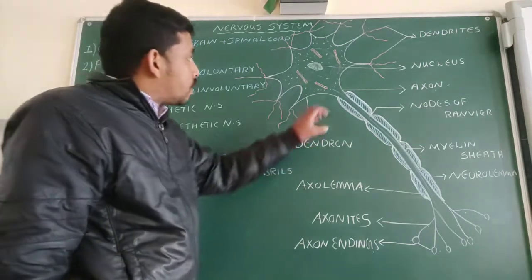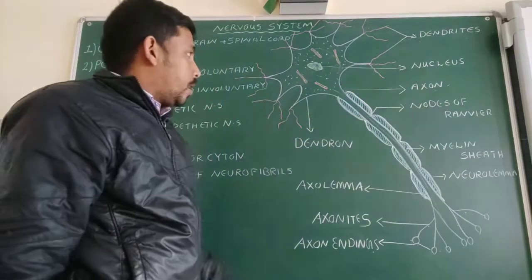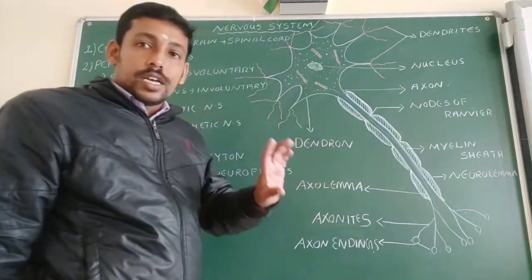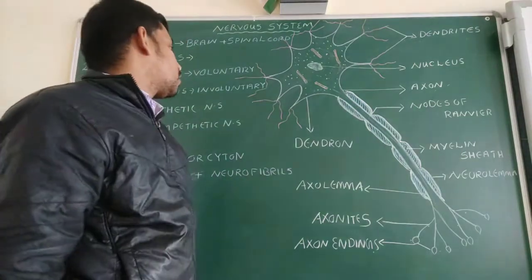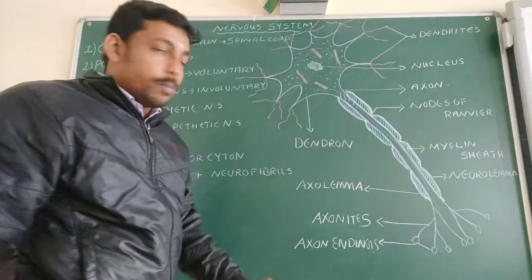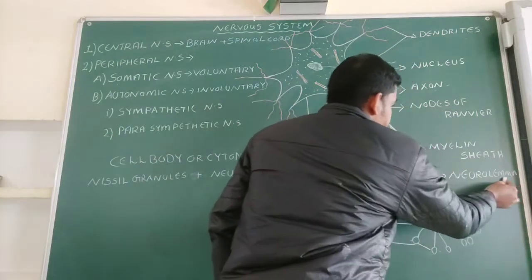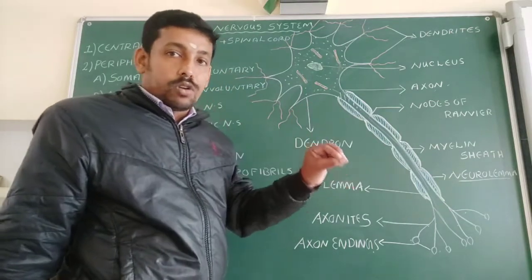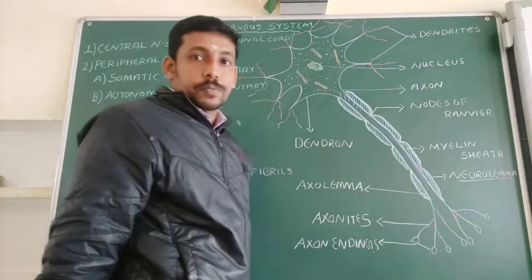Other than this, the axon is covered by some layers. We have to learn about the three layers that cover the longest projection. So this represents the axon, and it is covered by three layers. One is the neurolemma. Neurolemma is the outermost white layer.